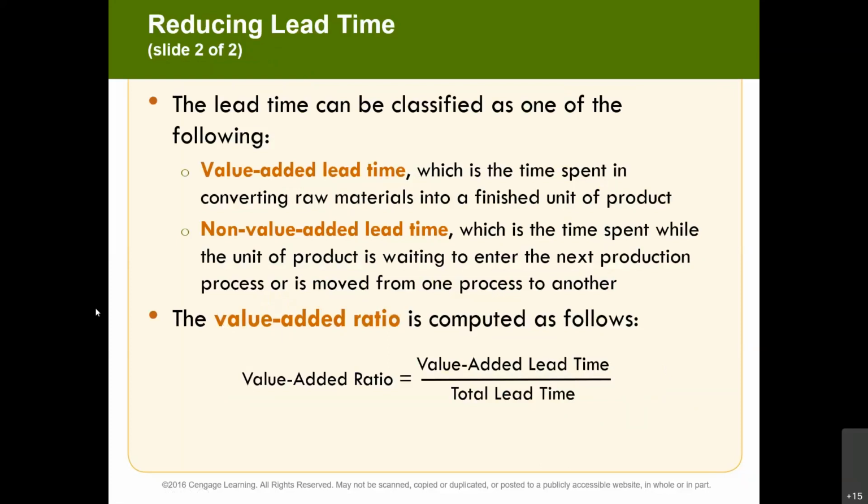So how do we reduce the lead time? Lead time is oftentimes classified in two categories. One is the value-added lead time, and the other one is the non-value-added lead time. When we talk about the word value-added, this is the time spent in converting raw materials into a finished unit of product. Non-value-added is, as you would expect, time spent while the product is waiting to enter the production process or is moved from one process to another. Clearly, we want to reduce the non-value-added lead time. This is wasted time. And as you know, wasted time is wasted dollars.